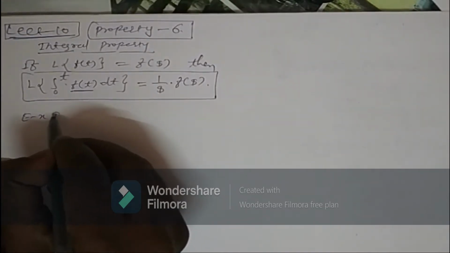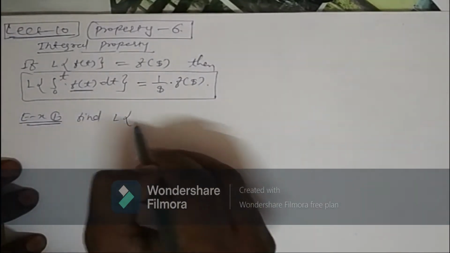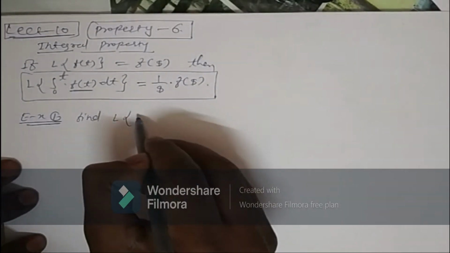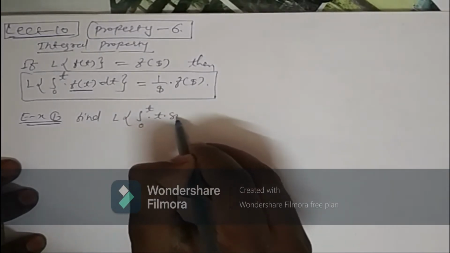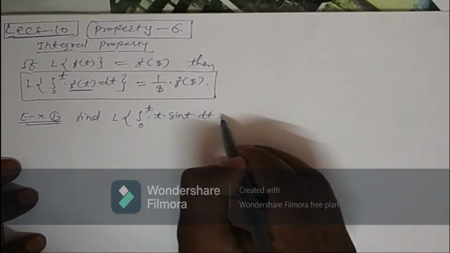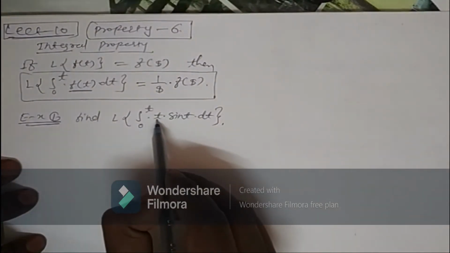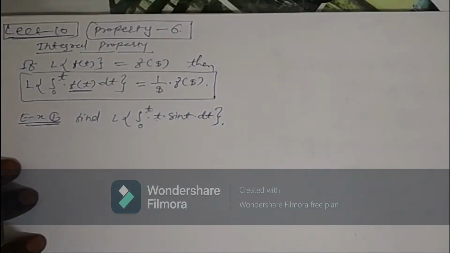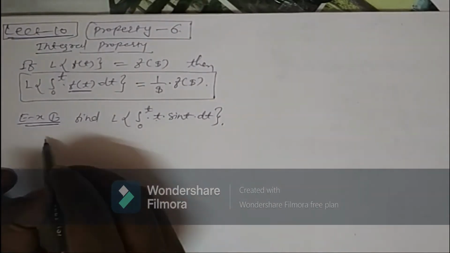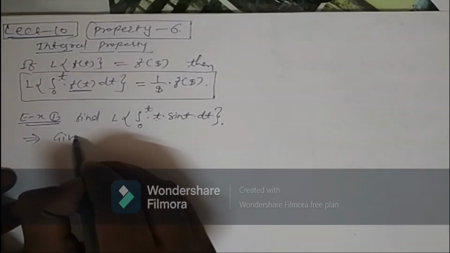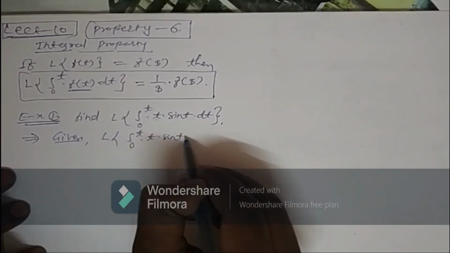So the example number 1. The question is, find the Laplace transform of the integration from 0 to t of t into sin t into dt. So this is the example. That means here the integral property and the multiplication property are combined. So now how to simplify this type of example, let us see. First of all, given the Laplace transform of the integration from 0 to t of t sin t dt.